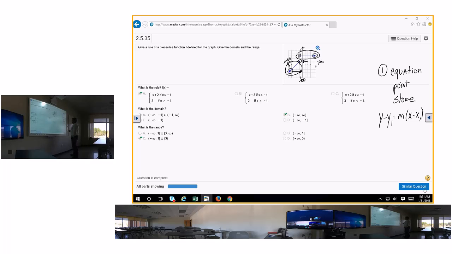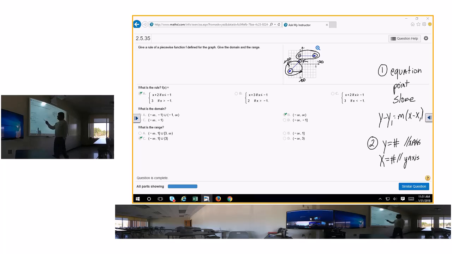Okay? The second thing you do is look at the second line, and y is equal to a number. It's a parallel line to the x-axis. If x is equal to a number, it's parallel to the y-axis. And you find the number that it crosses the y-axis, and you assign that number and assign the domain, which I did in the previous question.